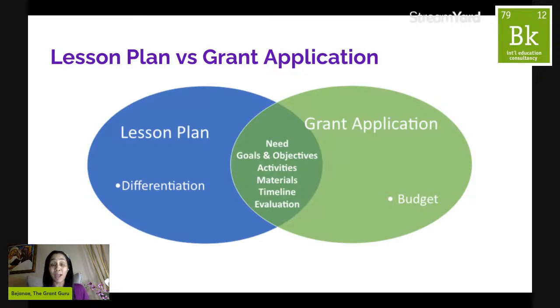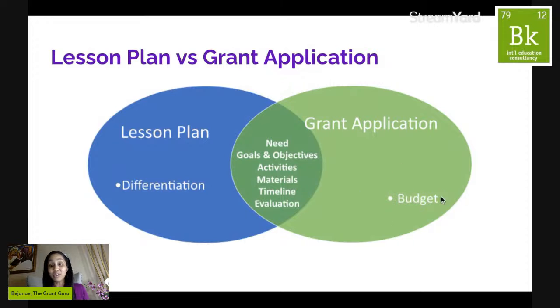But in terms of how a grant application is completely different from a lesson plan, if you look over to the far right, you see a budget. So usually in a lesson plan, you do not include a budget. However, it may cost teachers some things or the school some things in order to implement that lesson. But if you look in the middle where the two circles overlap, the lesson plan and the grant application, there are a variety of things that overlap and are the same when you design a lesson plan versus when you are writing a grant application.